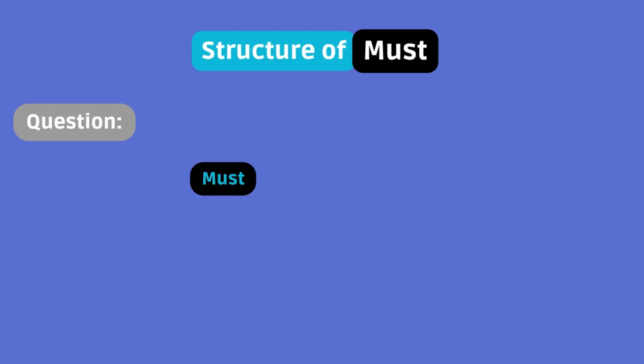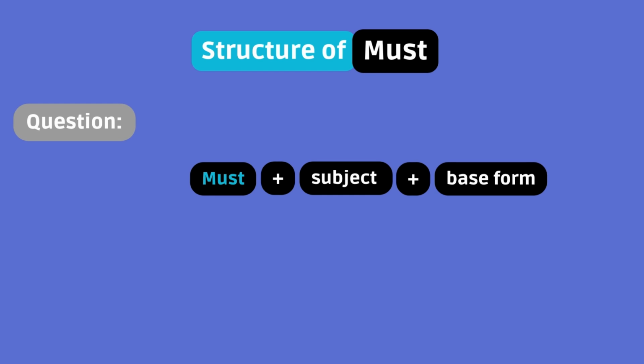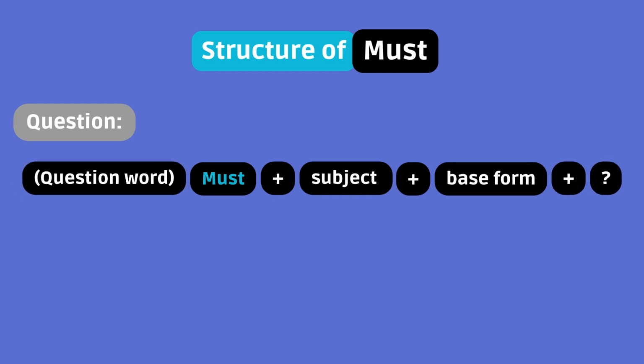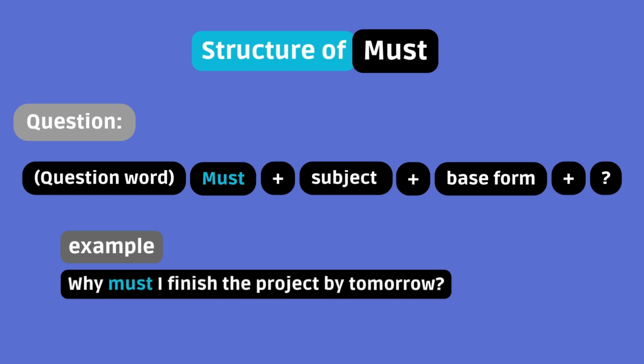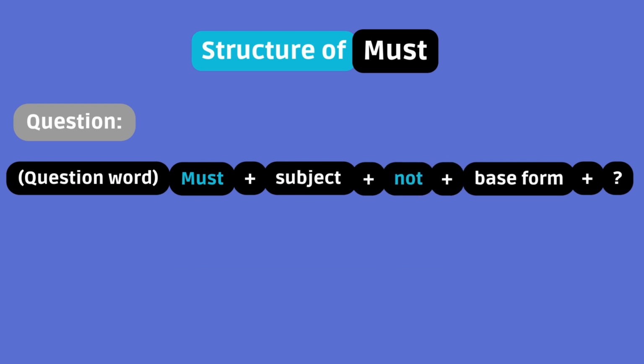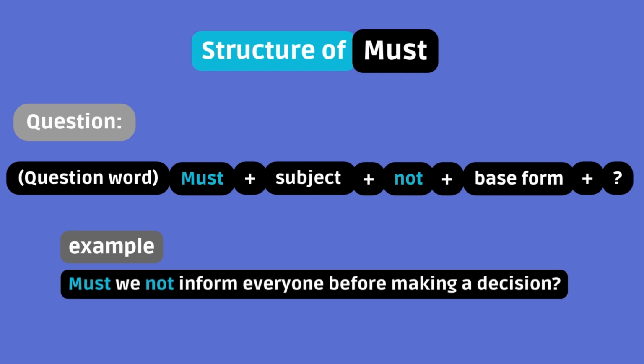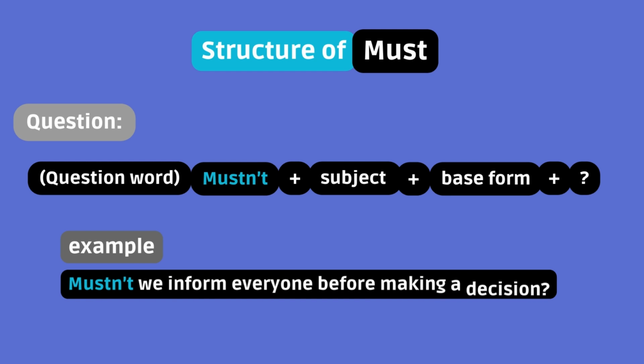Question, must plus subject plus base form. Feel free to add a question word at the beginning of your question. Example, must I finish the project by tomorrow? Why must I finish the project by tomorrow? You can also go for a negative question. Example, must we not inform everyone before making a decision? Or with a contraction, mustn't we inform everyone before making a decision? As you can see, must doesn't change form since it's a modal, except for forming mustn't in the negative form.